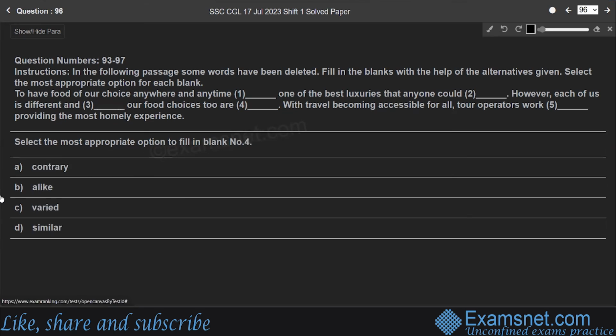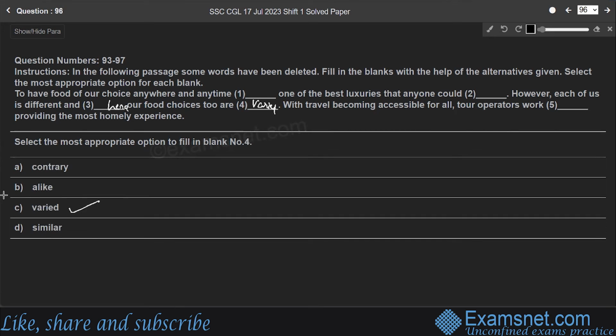Moving further, question 96. So hence our food choices too are dash. So among four options, varied, right? So hence our food choices too are varied.